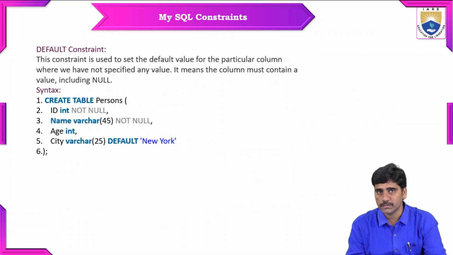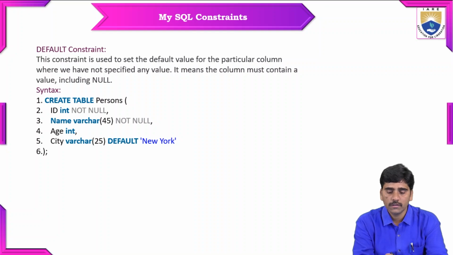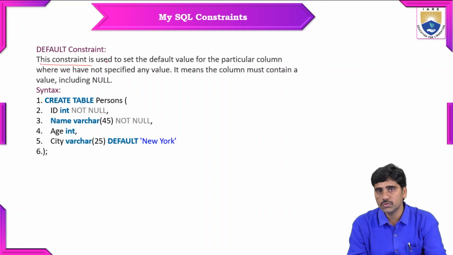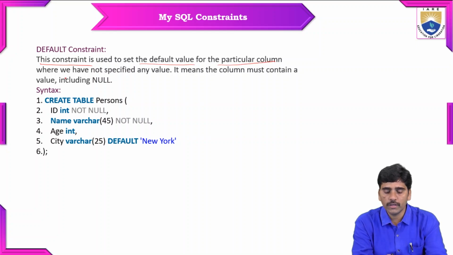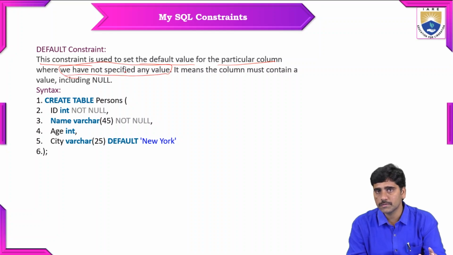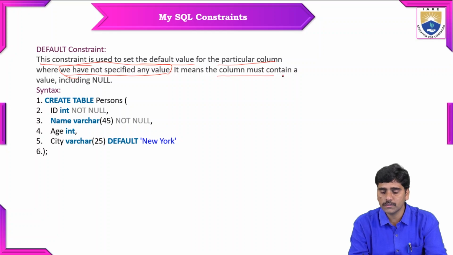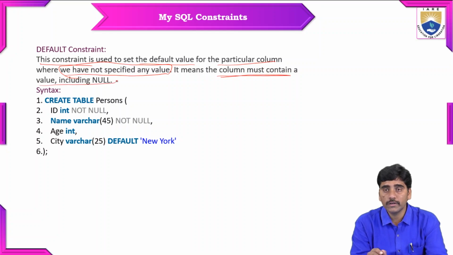Third one, default constraint. This constraint is used to set the default value for a particular column where we have not specified any value. So if we have not specified any value, it means the column must contain a value, including null also.